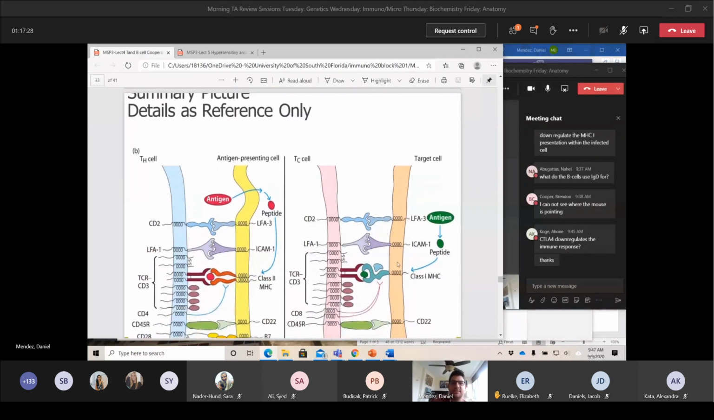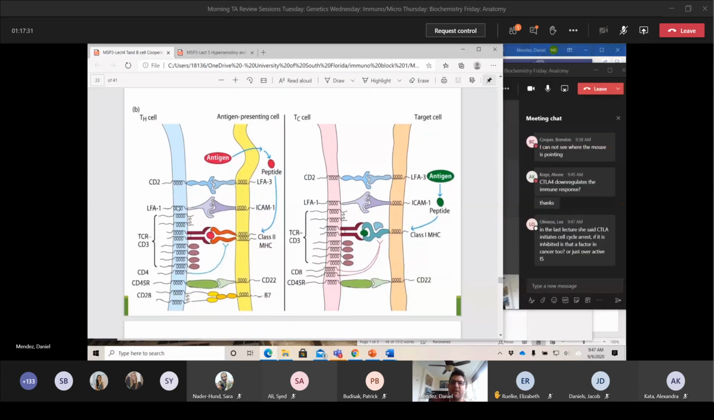So same thing, this is a summary, this is for detail. Like she said, this one is very crazy. You are not going to need to go through all this. If it is inhibited, it is a fact, cancer too, or is it?